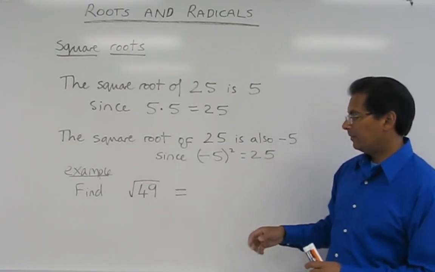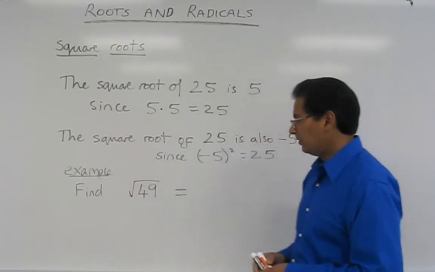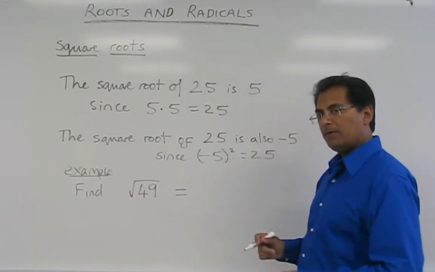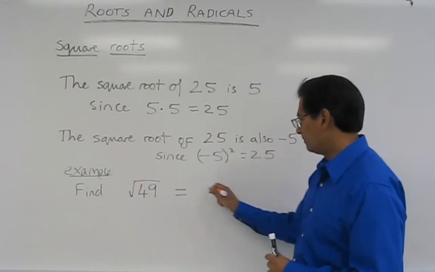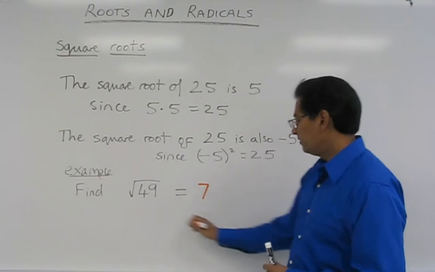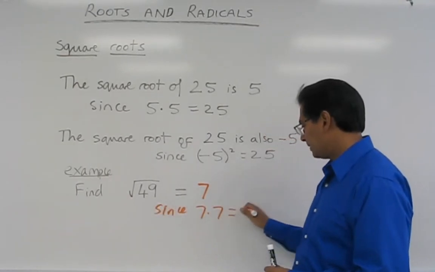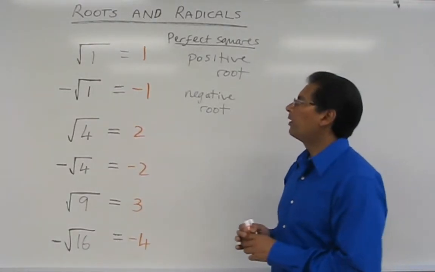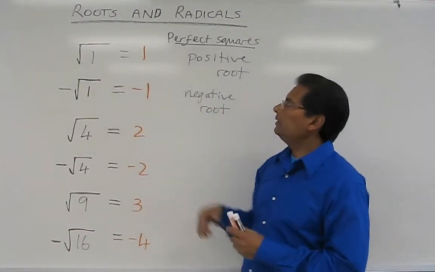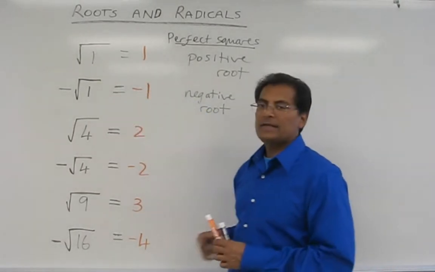Let's take another example. What is the square root of 49? Well, as we've seen, what number multiplied by itself gives you 49? Well, 7. Why? Since 7 times 7 equals 49. Okay, let's do some more square rooting. The square root of 1 is 1. Why? Because 1 times 1 gives me back that 1.